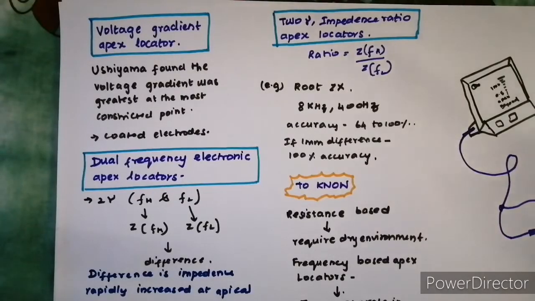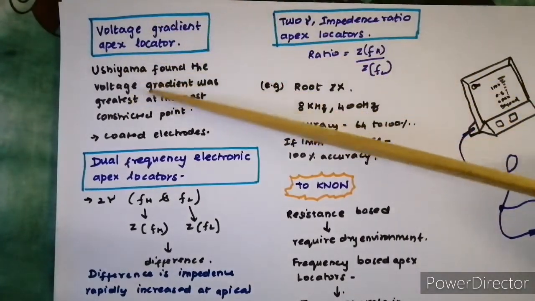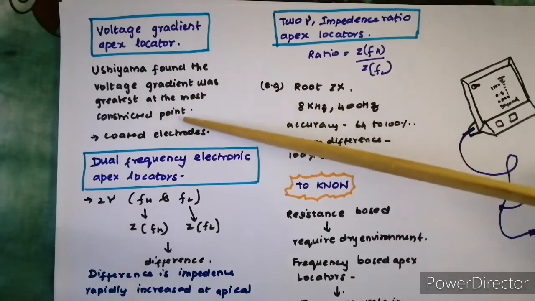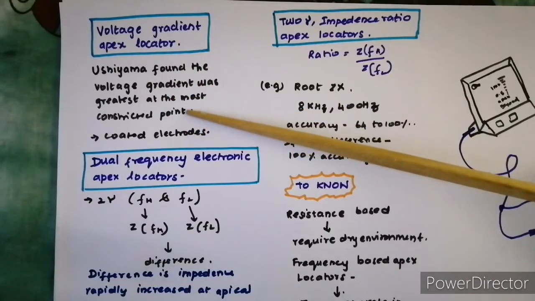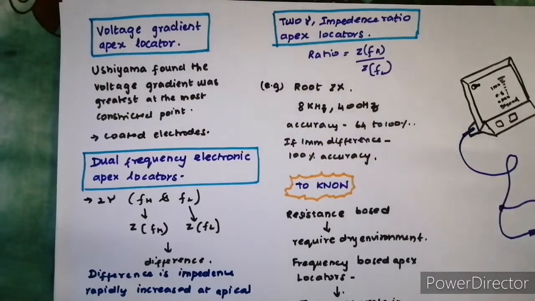Next is the voltage gradient apex locator. Uchiyama found that the voltage gradient was the greatest at the most constricted point, by which you can measure the working length. Here also coated electrodes were used.